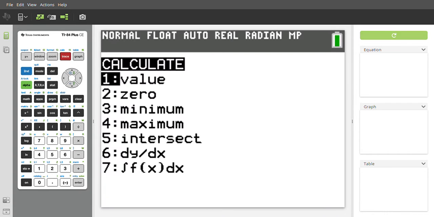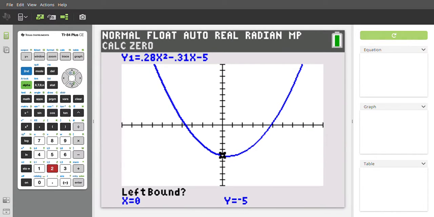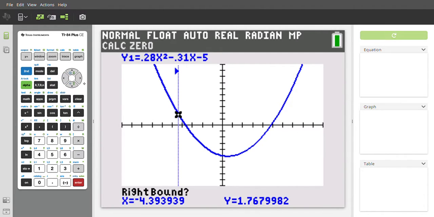Second, trace 0. I need to make a wall on the left side of this x-intercept. Hit enter. Move to the right side. Hit enter. Go closer to make a guess. And I get 0 at negative 3.71-ish if I were to approximate. So there's one of my zeros. I'm going to find the other one.